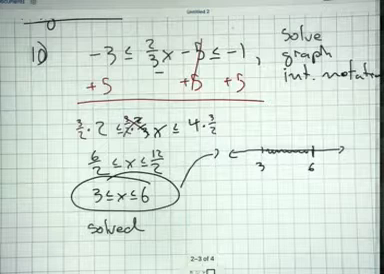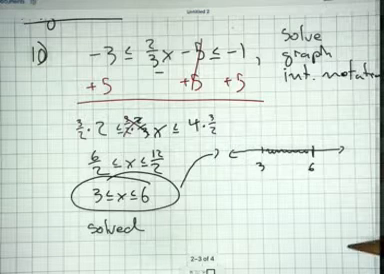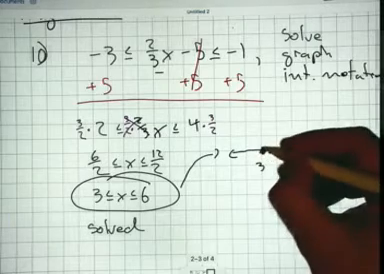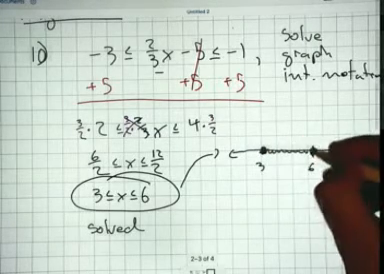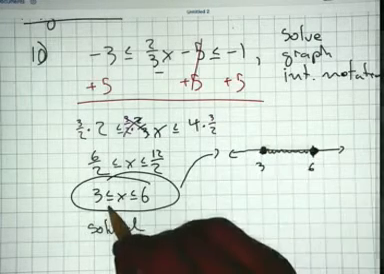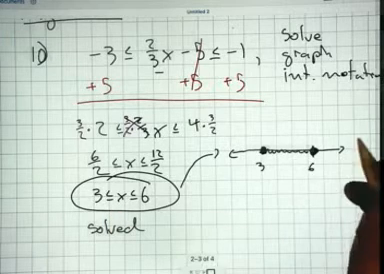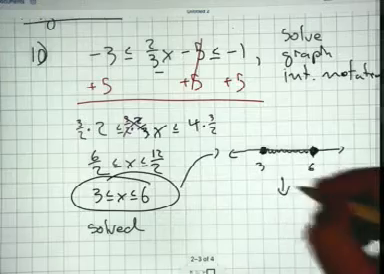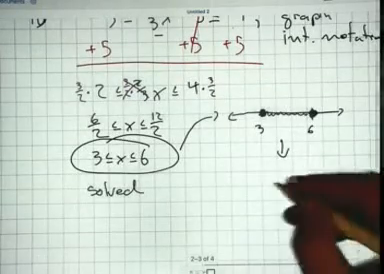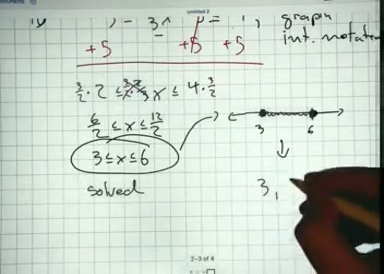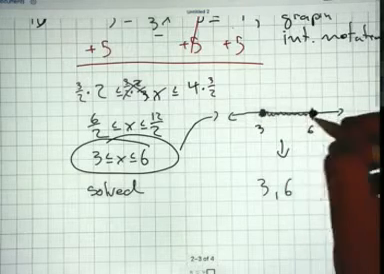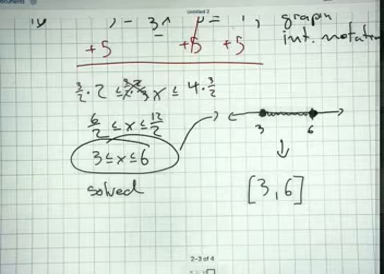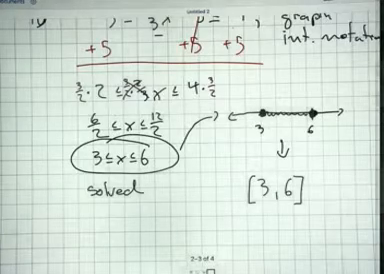And I'm not going to get too picky about this. For our purposes, you can just use a solid circle. Solid circles are for the or equal to part. So there's your graph, and this translates to our interval notation. Solid circles are going to be represented with brackets.